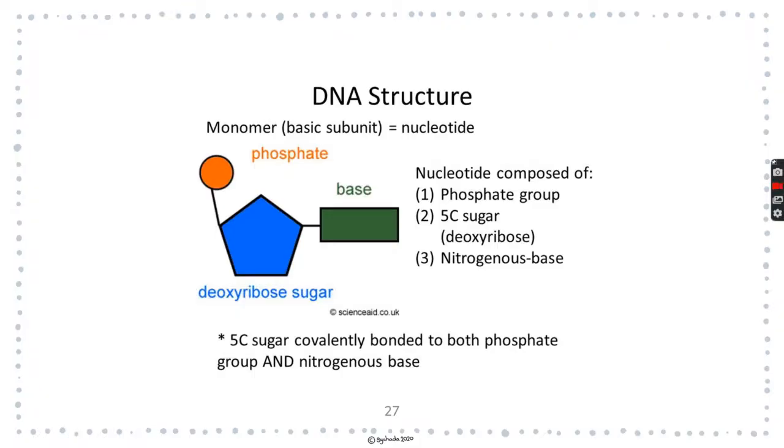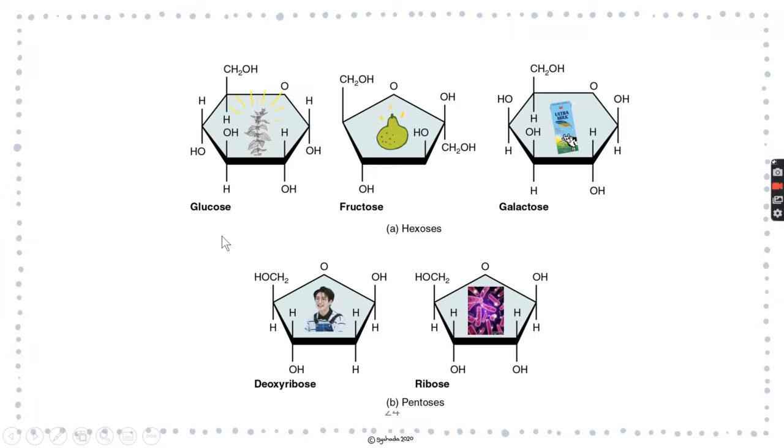So DNA, what is DNA made up of? If you're talking about the bits of DNA, the basic subunit, the monomer, is called a nucleotide. So this one whole bit right here, DNA is made up of lots of nucleotides that are joined up together. And what is a nucleotide composed of? It is made up of a phosphate group right here as a circle, and you have a 5C sugar. So remember the sugar from before. If you look over here, hexose and pentose, this is what we mean by 5C sugar.